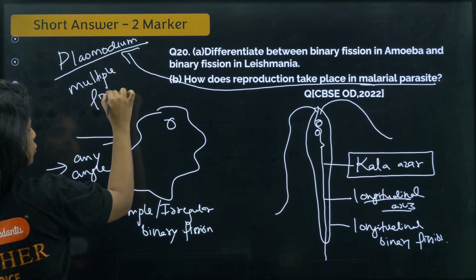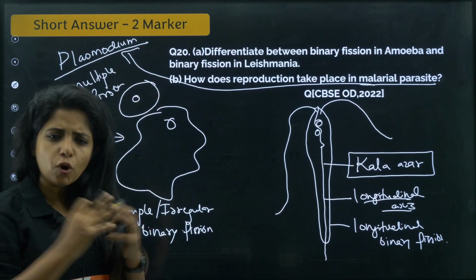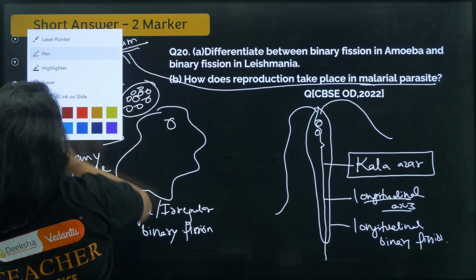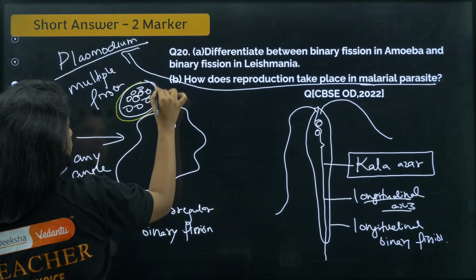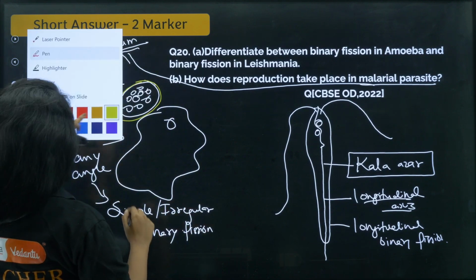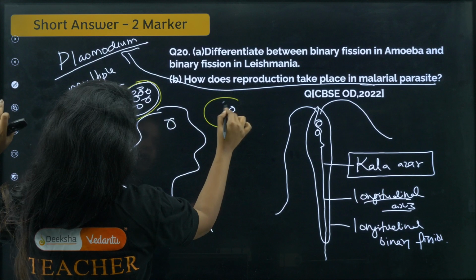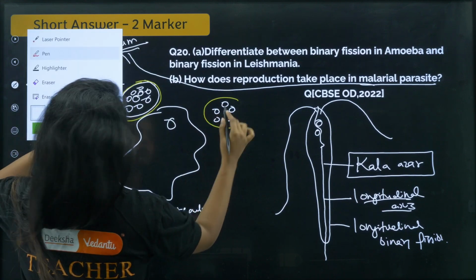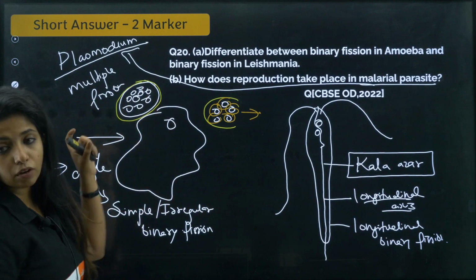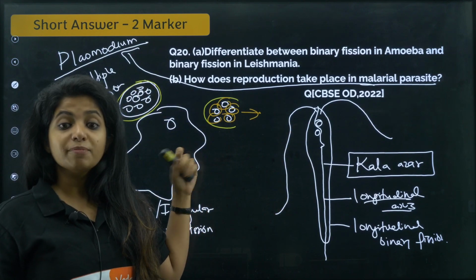What happens in multiple fission? Basically, suppose this is their cell, this is the nucleus. The nucleus keeps on dividing, and they will be protected by a cyst sort of thing over here. Later on, the cyst breaks open, and the nuclei get surrounded by a little amount of cytoplasm, and they are going to get released. So from one particular plasmodium you get multiple ones. This is known as multiple fission.